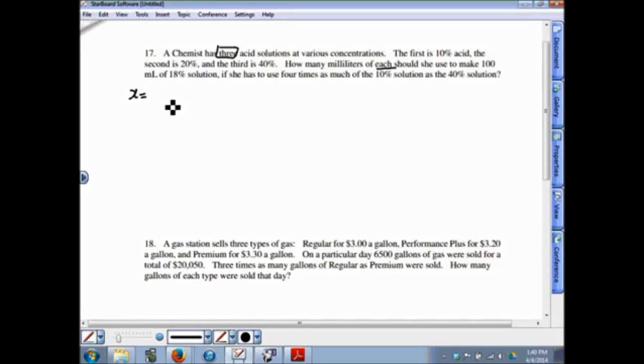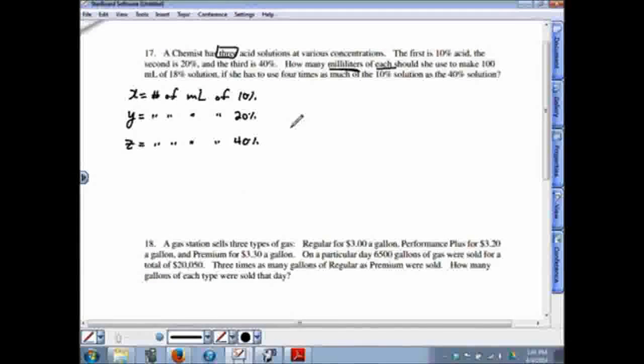So we could say let x equal, we have to be extremely careful on how we define the variables. We can't just say x equals the 10% solution. That's not specific. What about the 10% solution? In this case, they're asking for how many milliliters of each, so we have to define our variables that way. X equals the number of milliliters of the 10% acid solution. Y is the number of milliliters of the 20% acid solution, and Z is equal to the number of milliliters of the 40% solution.